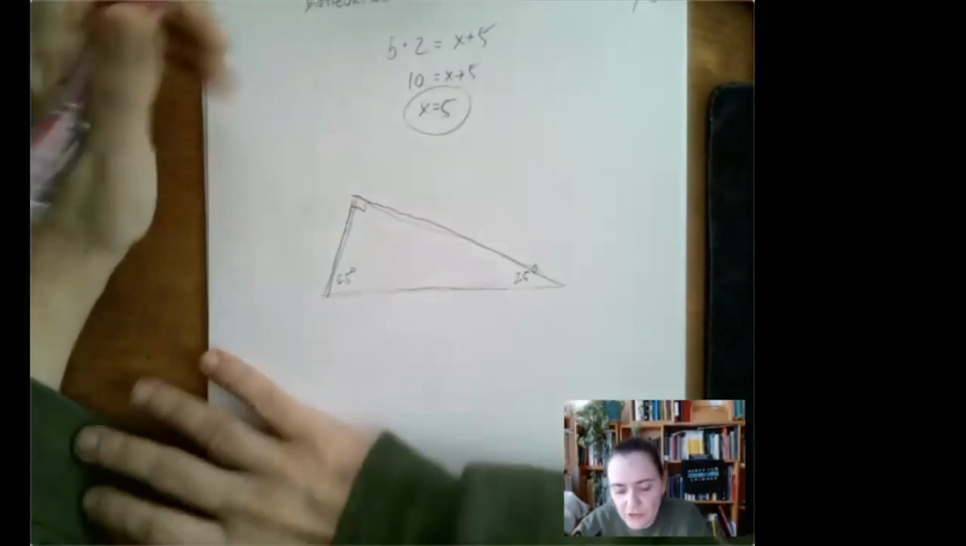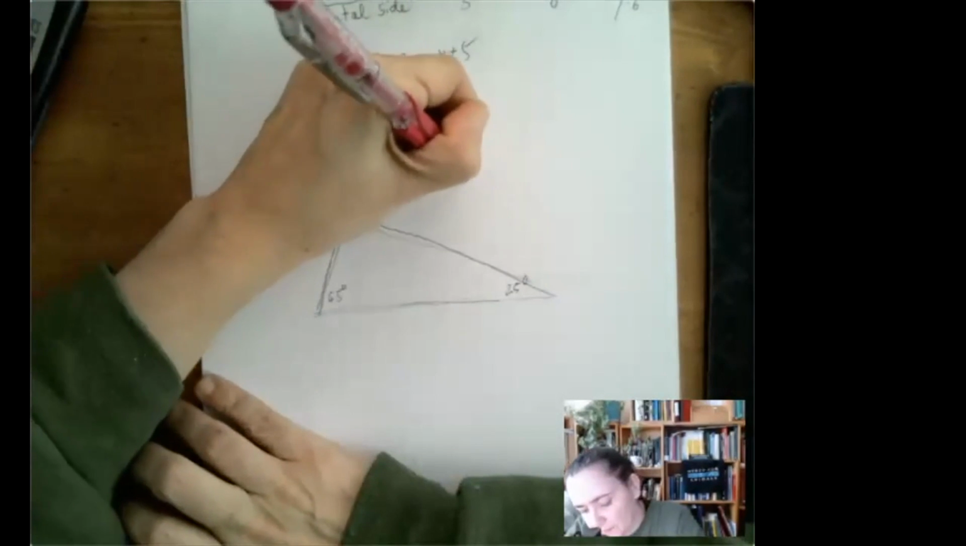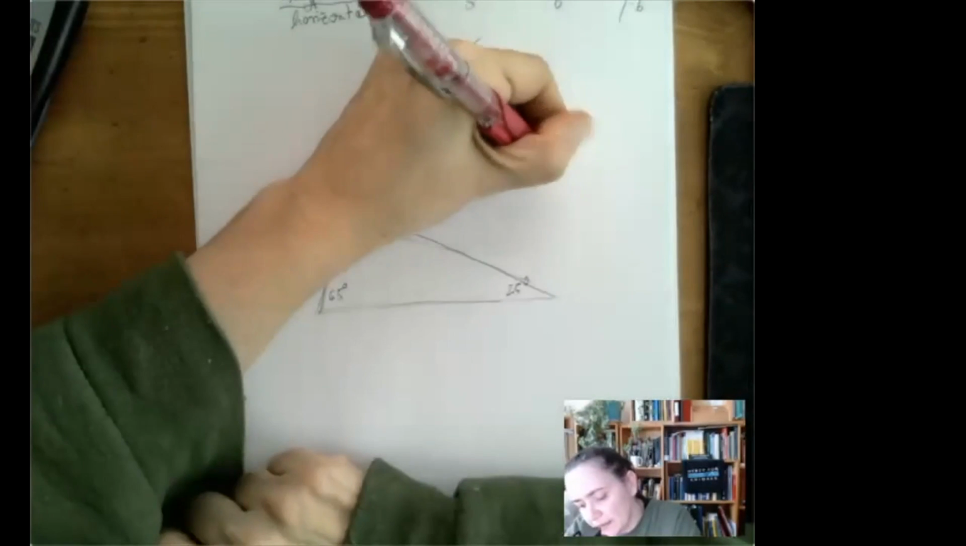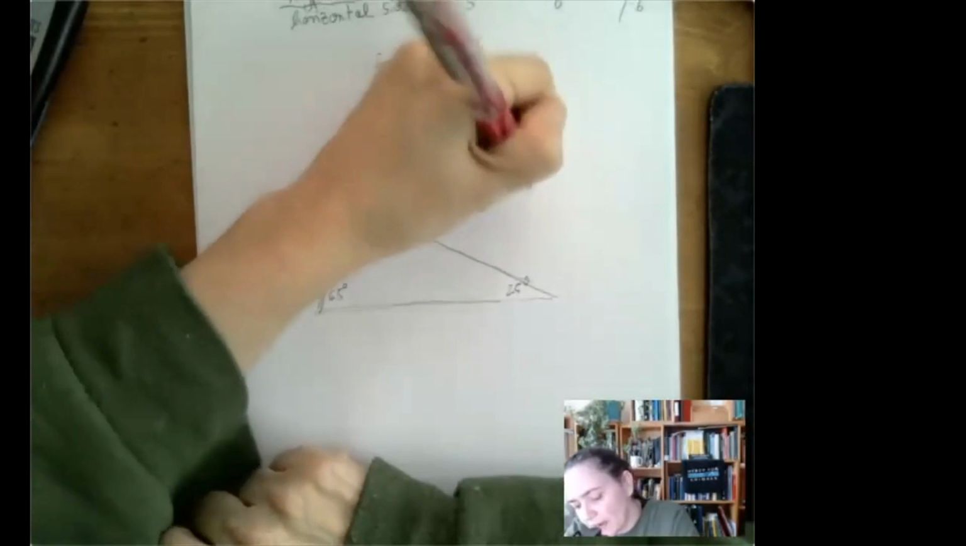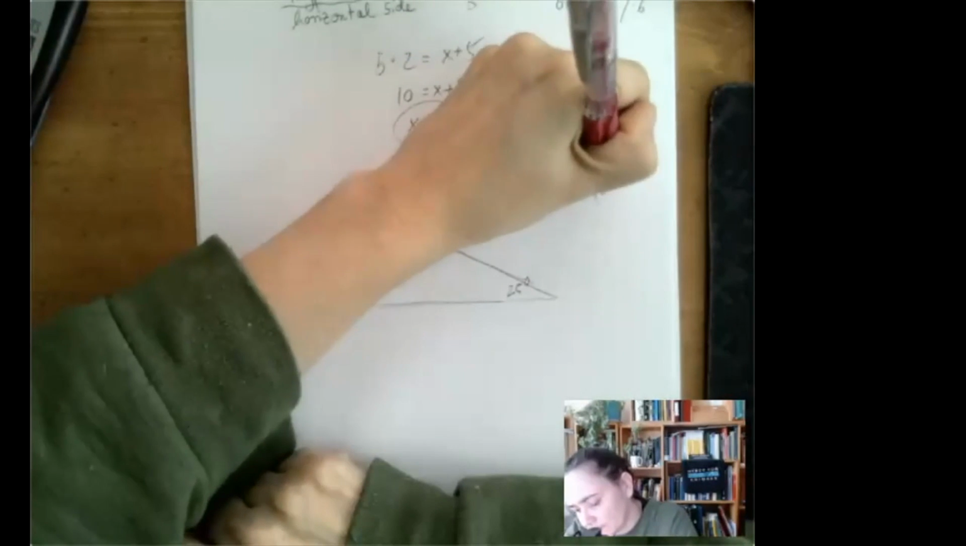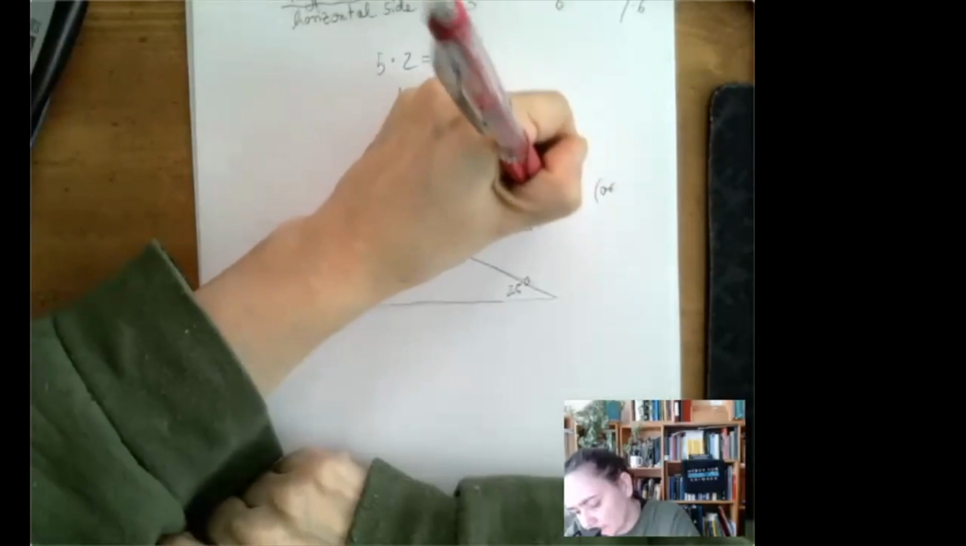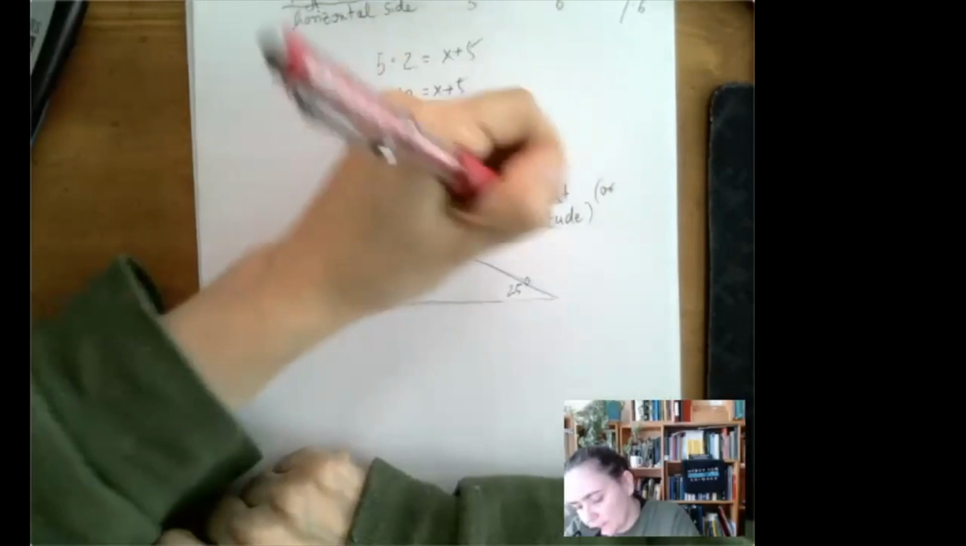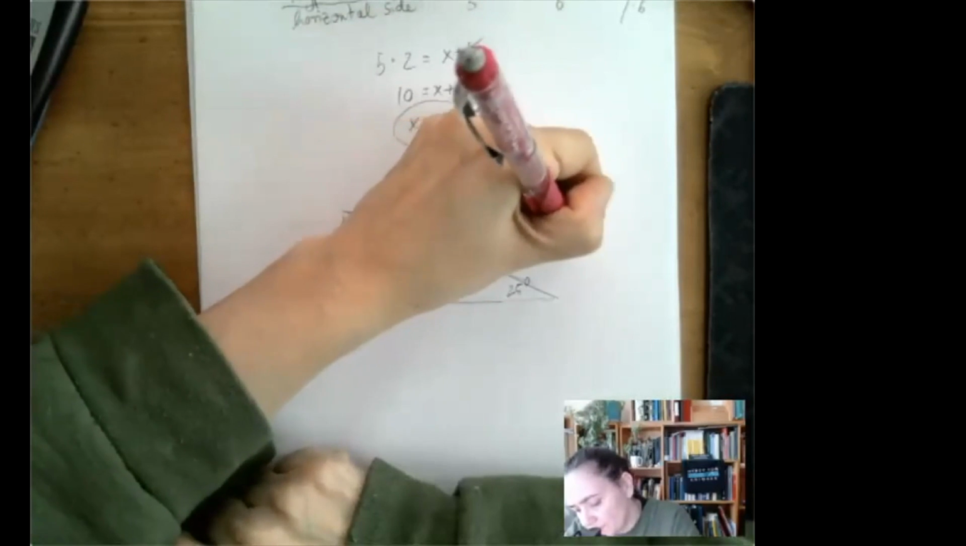So now we're going to draw in the hypotenuse the height, or altitude, belonging to the hypotenuse.